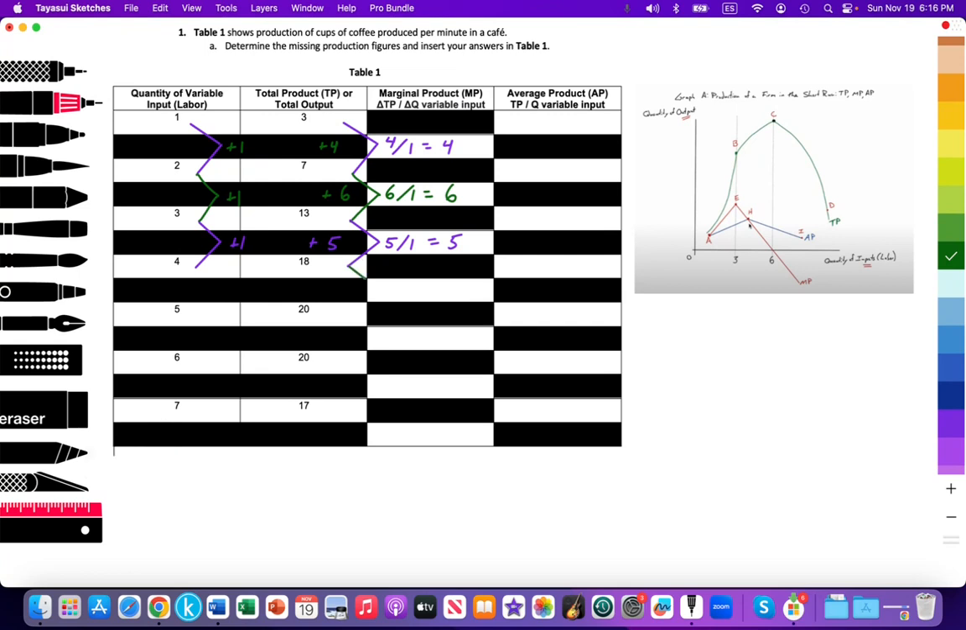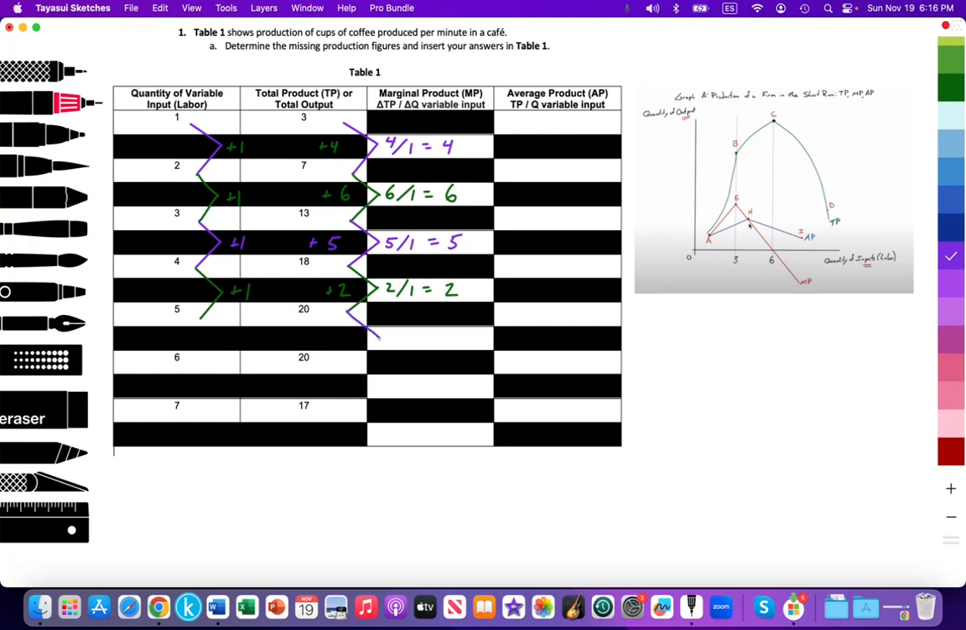So we're going to look at the change from here to here, and the change from this worker to that worker. So again, we're adding 1 additional worker, and we're producing 2 additional cups of coffee. So that's going to be 2 divided by 1 additional worker equals 2. The marginal product is 2. And then we just continue.